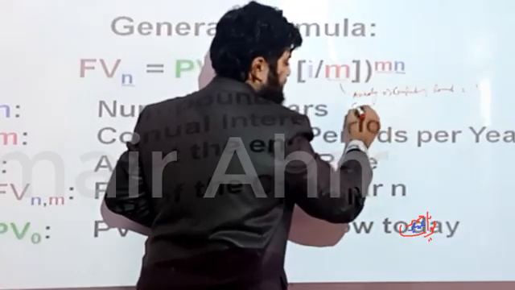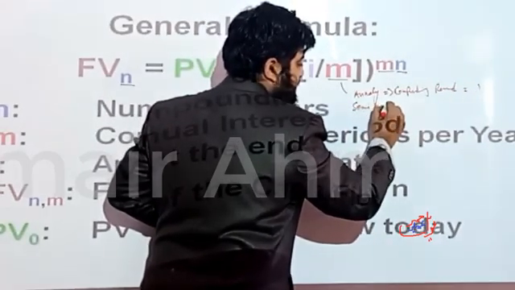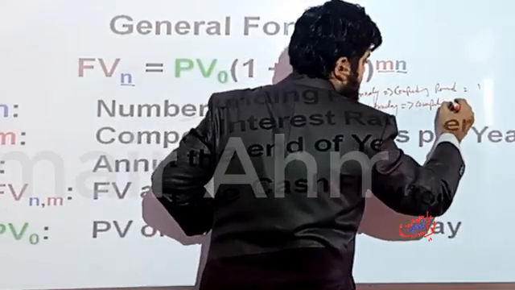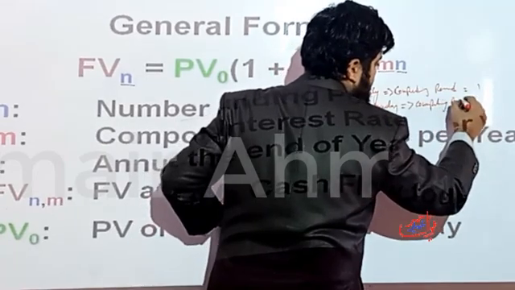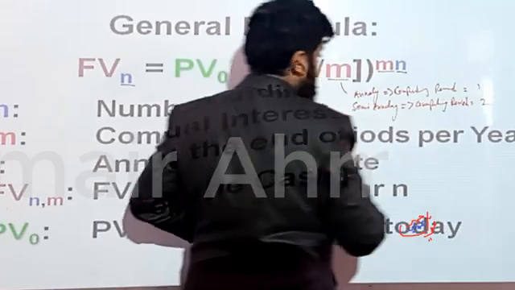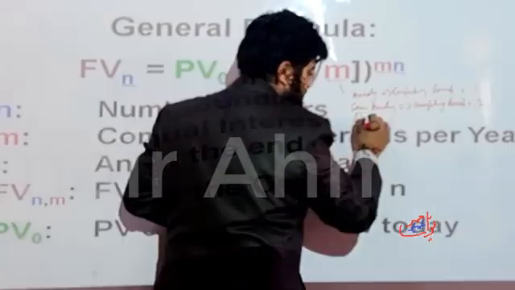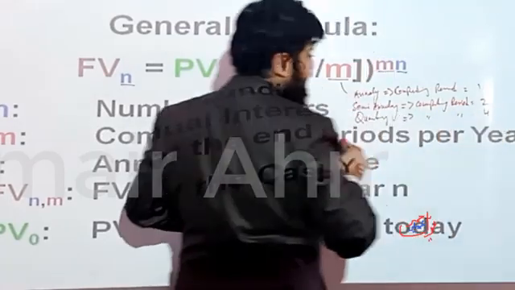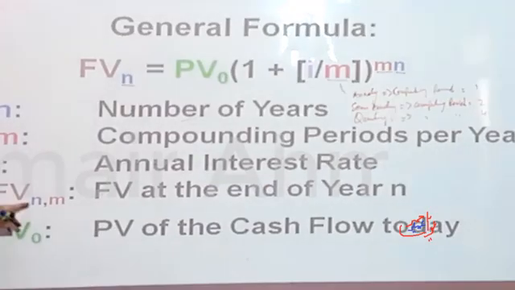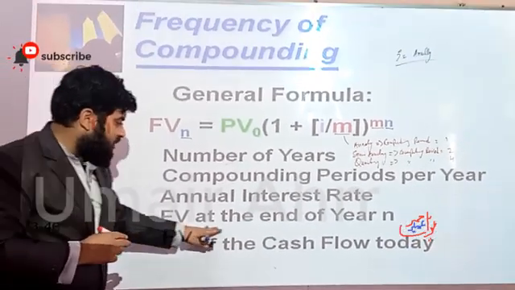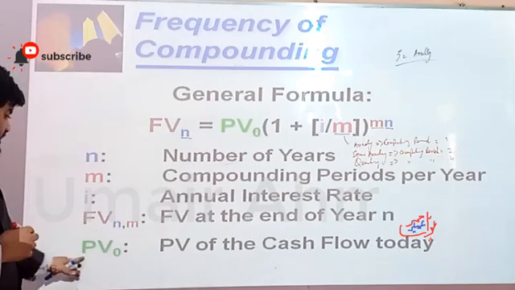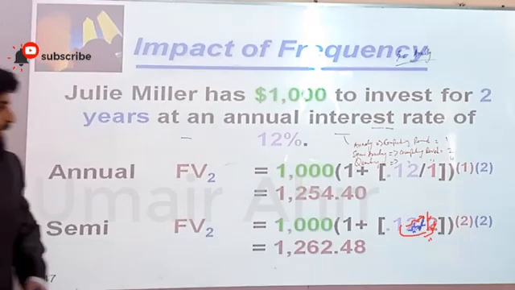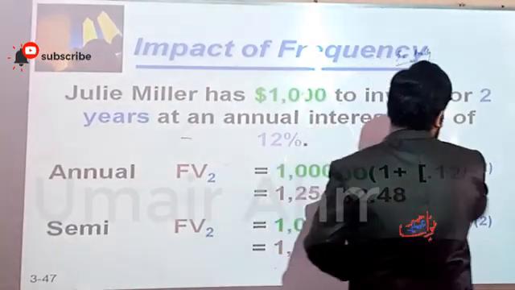If it is semi-annual, the compounding period will be 2. If it is quarterly, the compounding period will be 4, and so on. And FV is the future value at the end of the year, as you know, and PV is the cash flow today. Now we have different formulations.